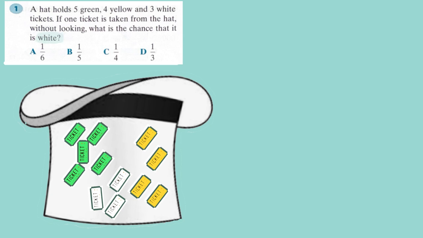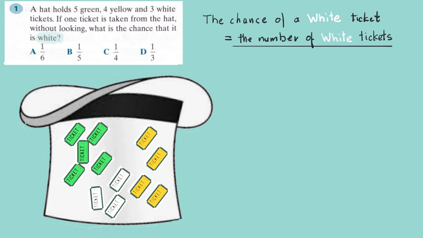And there is always a formula to follow here. The chance of a white ticket occurring is equal to the number of white tickets over the total number of tickets. Well, that's quite easy. The number of white tickets we're told is 3. So we will say 3. And the total number of tickets, we need to count them all up. 5, 4 and 3 is 12. And now this is going to be equivalent to 1 over 4. So our answer is going to be 1 over 4, which is C.